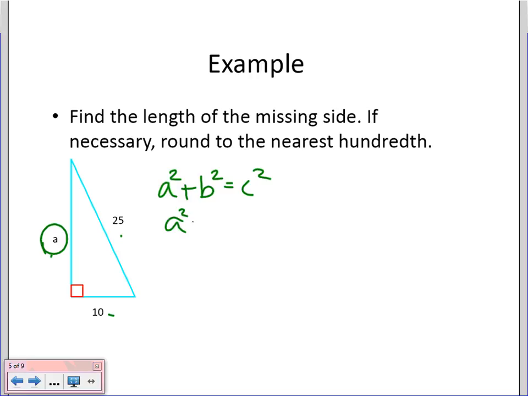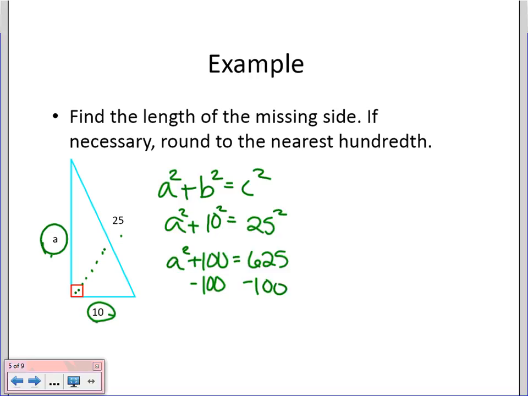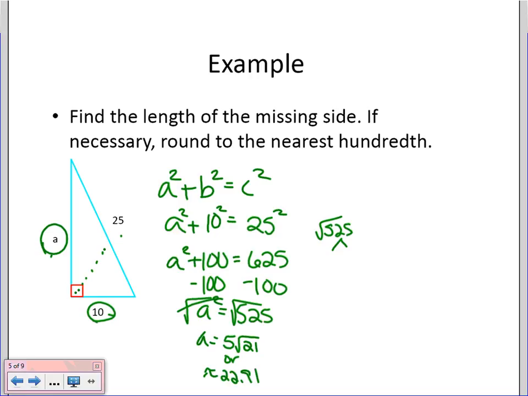And we don't know A. We do know B as being 10. And we know our C is the hypotenuse, which is directly across from the right angle, as 25 squared. And we get A squared plus 100 equals 625, minus 100. A squared equals 525. We square root. Those cancel. A equals, when you simplify it, 5 square root 21. And how you do square root of 525 is you do your little factor tree. And once you get that, you circle your pairs and bring them out. Or approximately 22.91. Okay, make sure that you're giving me both answers.